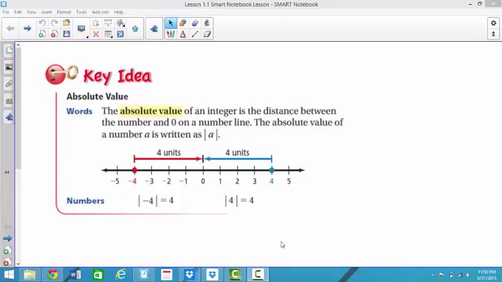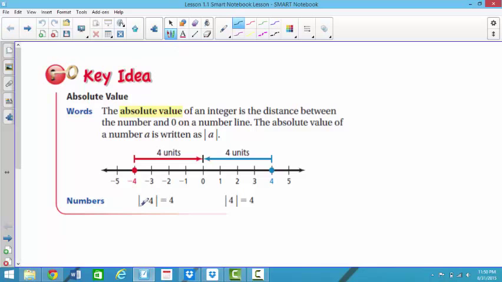So today's lesson is lesson 1.1, which is integers and absolute value. The absolute value of an integer is the distance a number is away from 0 on a number line. The symbol for absolute value looks like two little lines around the number, just like that. So when you have absolute value, you'll see those straight up and down lines.